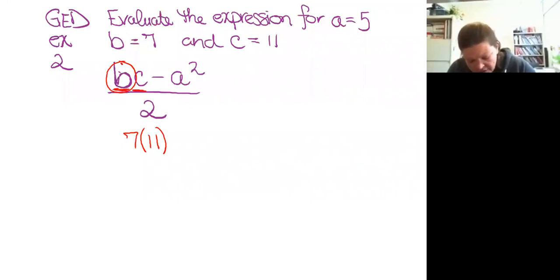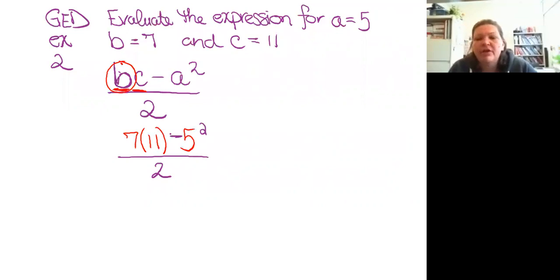I will keep any symbols like minus signs, any operations, but I will substitute out my variables. So I don't have to call A A, I can call A 5. And again, I will keep my operations like a square, like divide. I will keep my numbers like 2. Is everybody good with that? That was my beautiful substitution step.